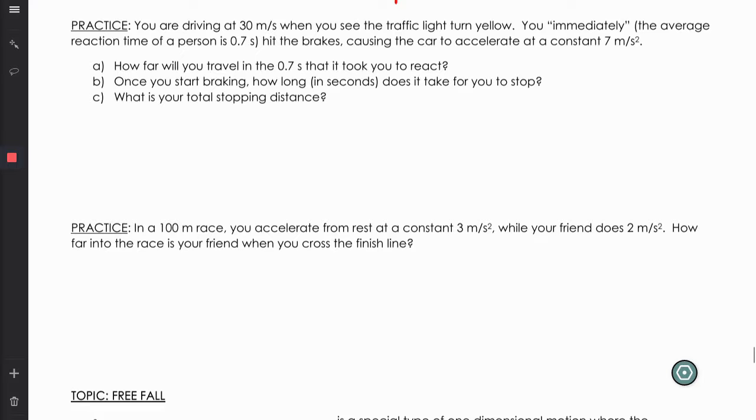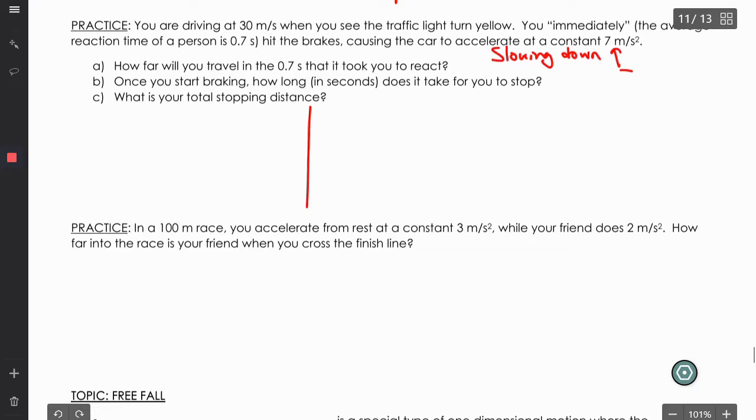So you immediately hit the brakes, causing the car to accelerate at a constant 7 meters per second squared. Note that you are slowing down, which makes this a negative. And so part A: how far do you travel in that 0.7 seconds? Once you start braking, how long in seconds does it take for you to stop? And then what is your total stopping distance?